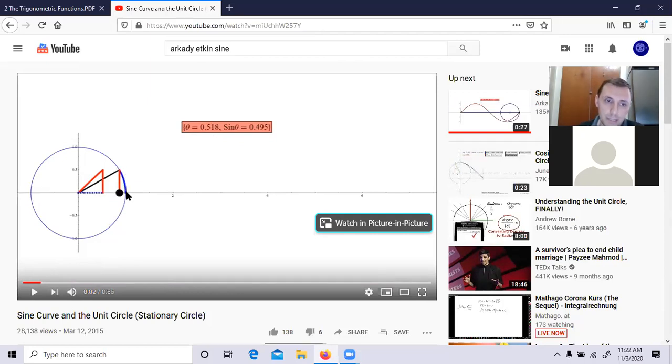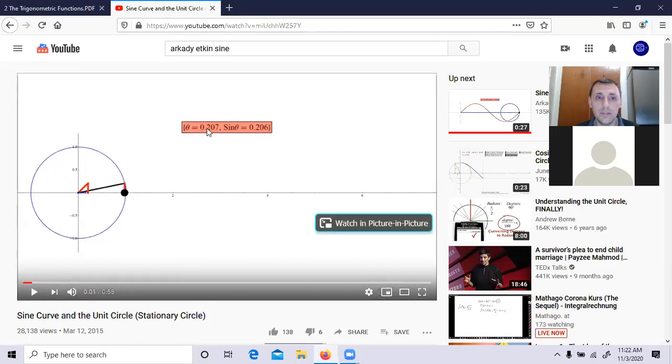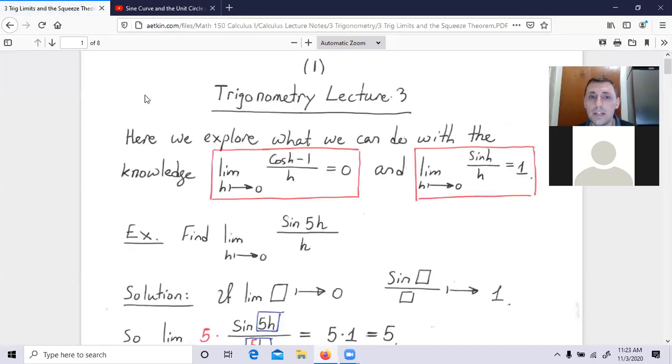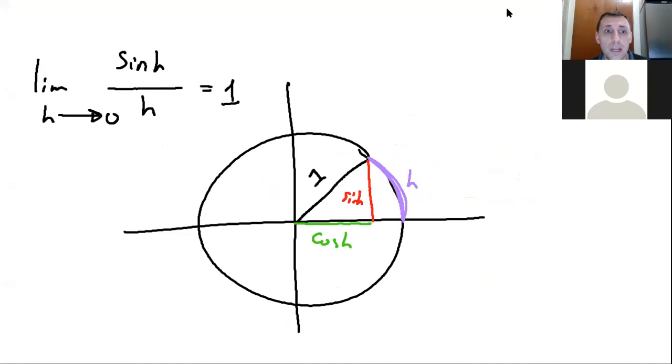But really, I'm comparing this dark blue region with this red region. Look at the numbers, 0.518, 0.495. So the bigger the angle, the more the difference, right? But if the angle is very small, sine and theta are almost the same. This length and this arc are almost the same. So before I move on, guys, is my explanation clear thus far? You understand why that is happening? You understand why I think that sine of h divided by h is one? Because sine of h is going to be essentially like h. They're going to be of the same length.